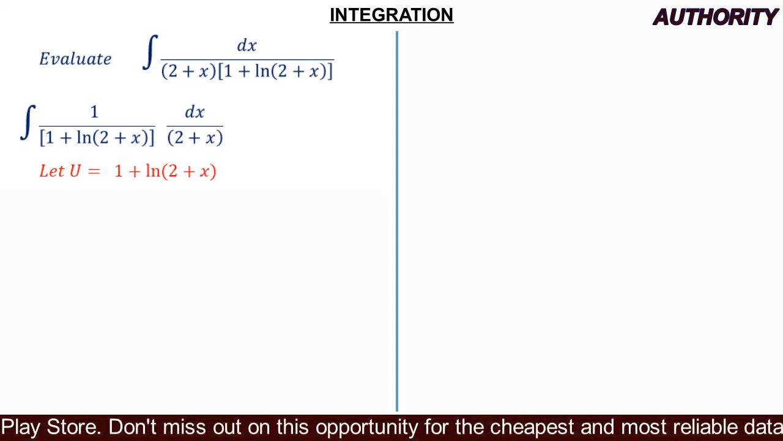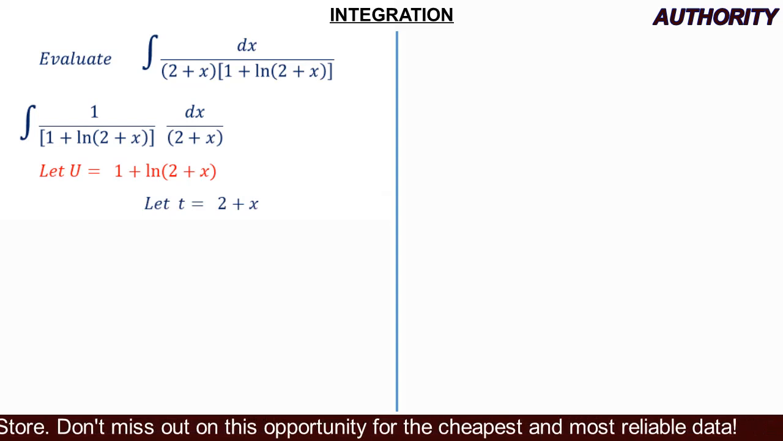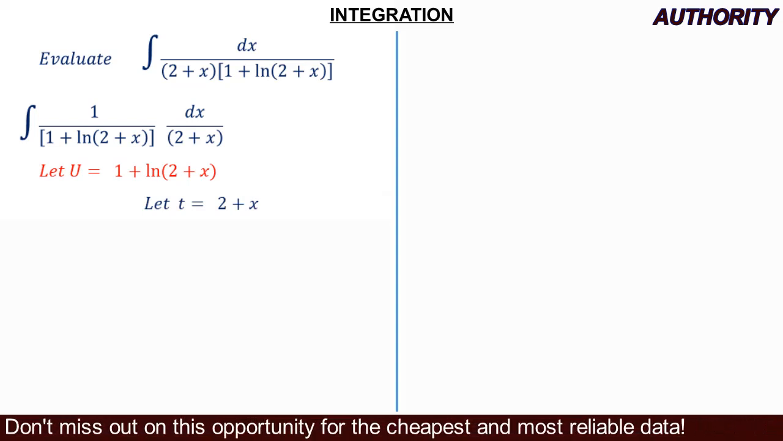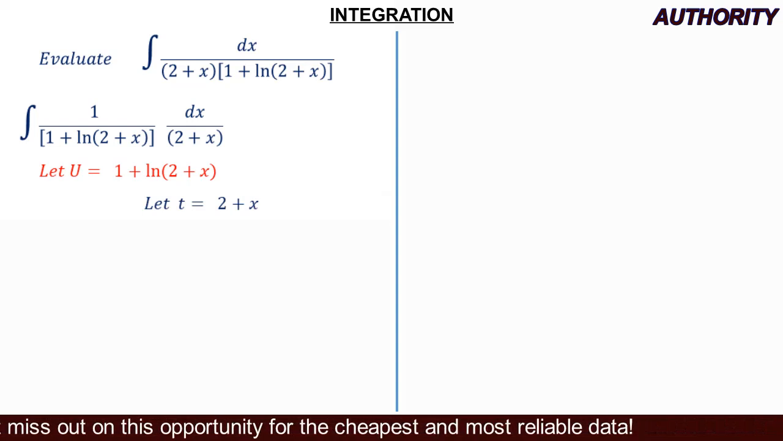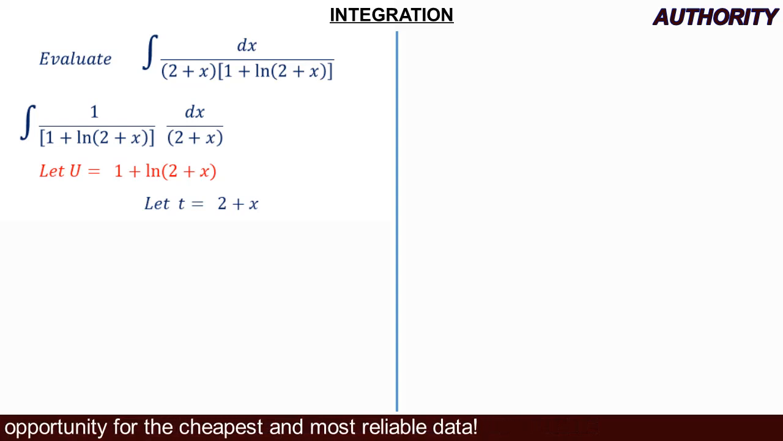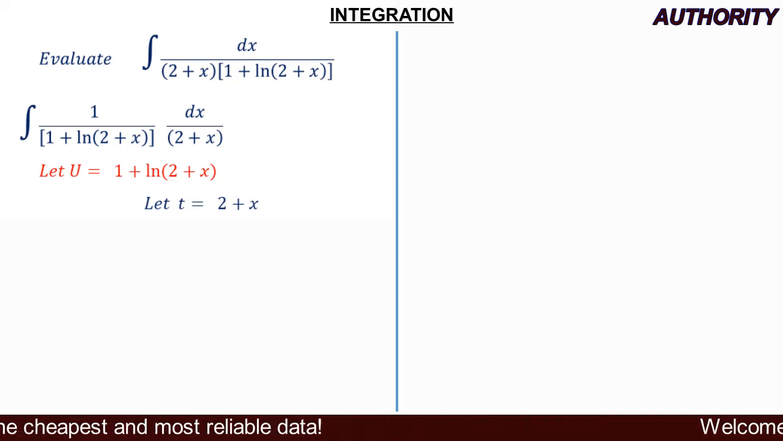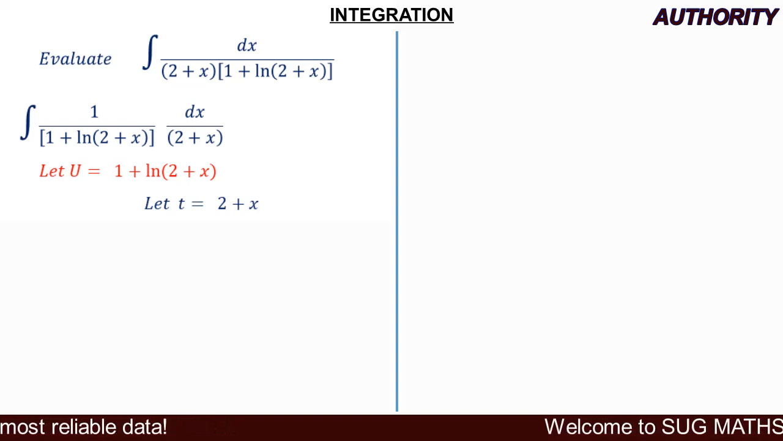Applying the chain rule, we are going to let the content of this bracket, here we have ln 2 plus x. Had it been just something like ln x, it would be very simple, but here we are having 2 plus x. So we're going to let the content of this bracket, which is 2 plus x, be a letter t, so that it will be simple for us. Let t equal 2 plus x. I'm talking about this u, which is equal to 1 plus ln 2 plus x. So we call 2 plus x a letter t.